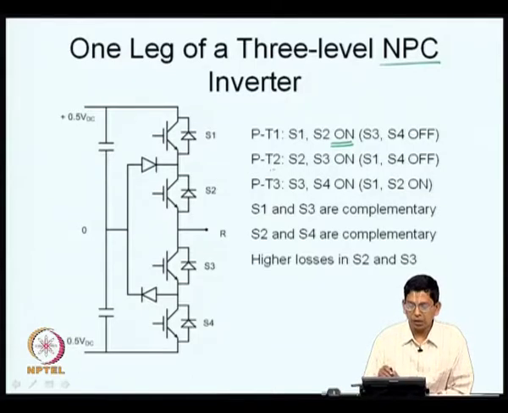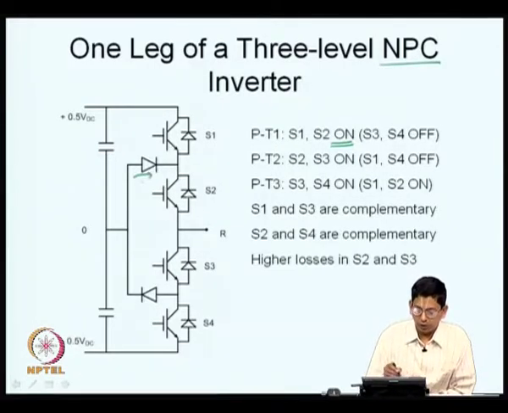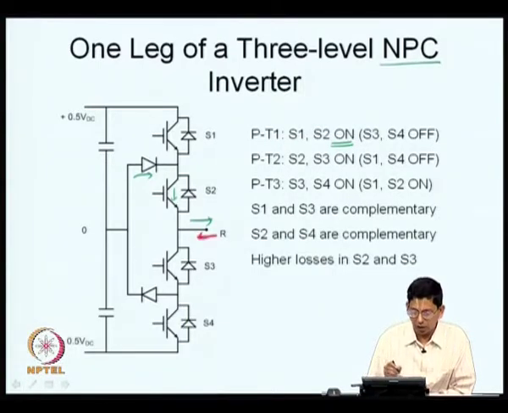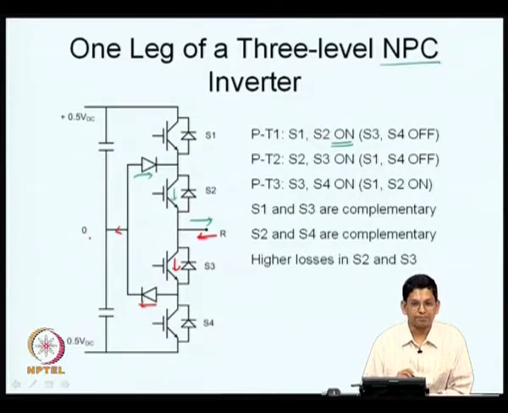Similarly, when pole P is connected to throw T2, then S2 and S3 should be on. Depending on the direction of load current, if the load current flows in this direction, the conduction will be through this diode and through this transistor. On the other hand, as I mentioned before, if the load current is in the opposite direction, then it will flow through this transistor and here and into the DC bus midpoint. So, in such situations S2 and S3 will be on and S1 and S4 will be off. This will prevent the pole from getting connected to either the top throw or the bottom throw.